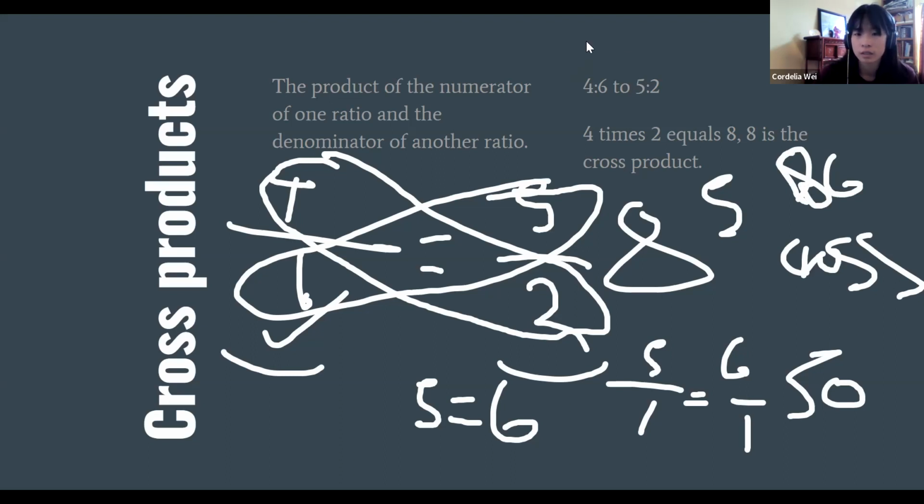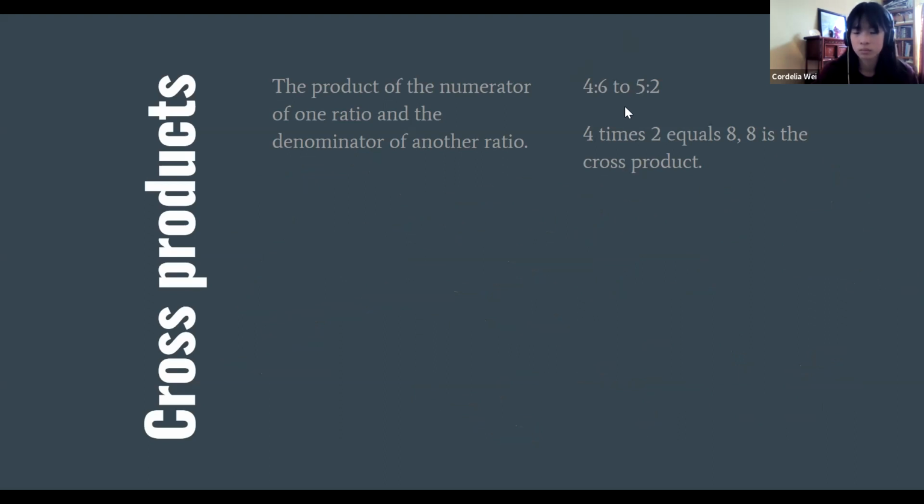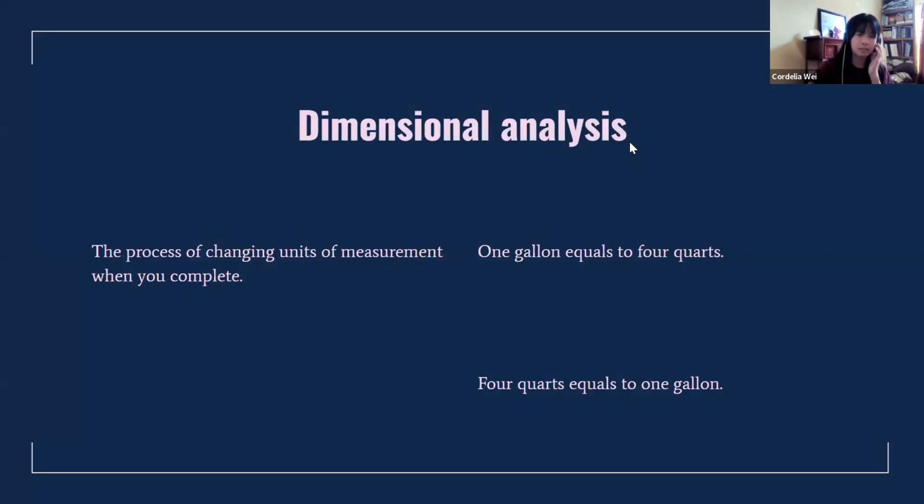Okay, let me just trash everything. So as you can see, we're going on to the more advanced words. So now we're going on to dimensional analysis. Dimensional analysis is the process of changing units of measurement when you complete. So it sounds hard, but it really just isn't. So 1 gallon equals 4 quarts. 4 quarts equals 1 gallon.